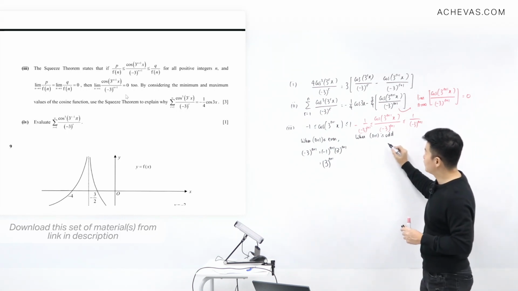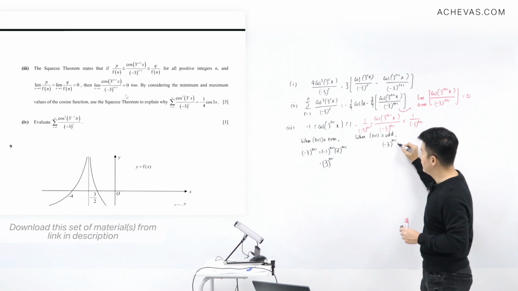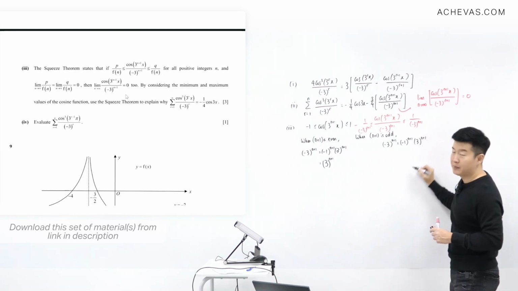Okay. Then when n plus 1 is odd, that means we will be looking at, for example, negative 3 to the power of n plus 1 is going to be negative 1 to the power of n plus 1, then 3 to the power of n plus 1.